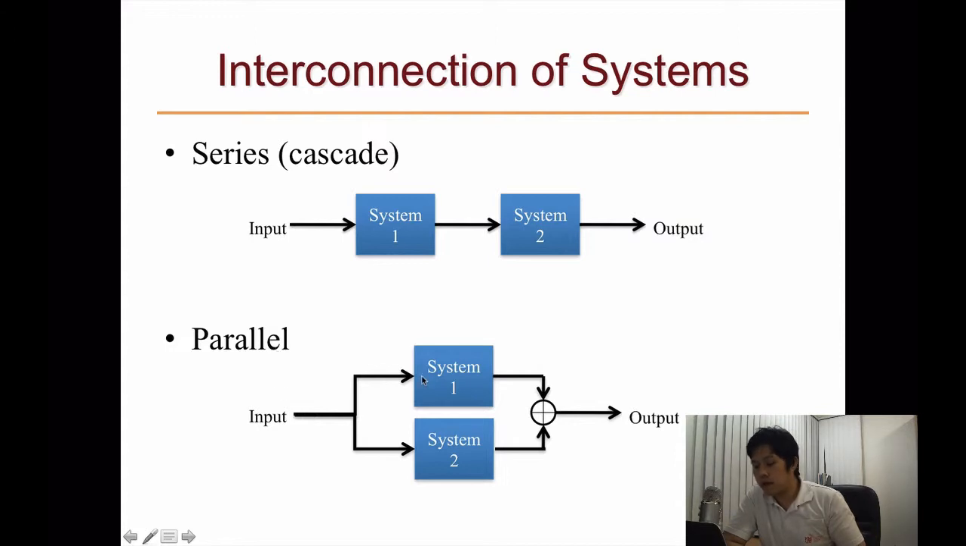The system can be configured as parallel systems. That is, the same input is fed into both system 1 and system 2, and then the outputs are combined later to get the final output. This is the parallel configuration.